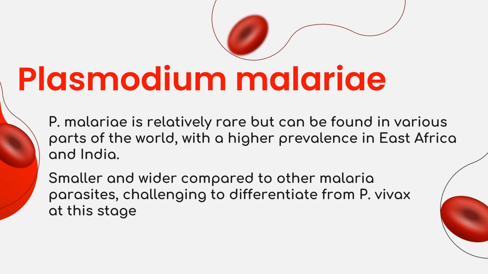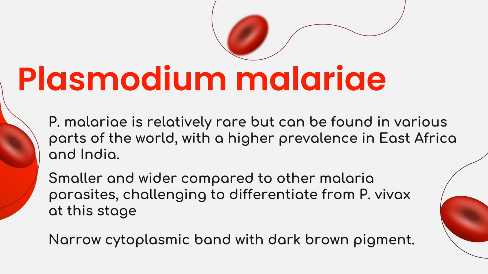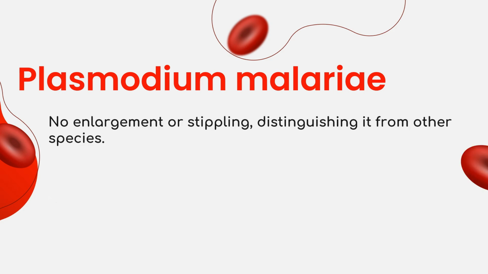As the Plasmodium malariae trophozoite grows within the red blood cell, a unique characteristic begins to emerge. The cytoplasm forms a narrow band across the cell and contains dark brown pigment. This distinct feature aids us in identifying this particular species. Unlike its counterparts, Plasmodium malariae does not cause enlargement of the red blood cells it infects, nor does it exhibit the characteristic stippling we observe in other species. These differences provide further clues in the identification process.